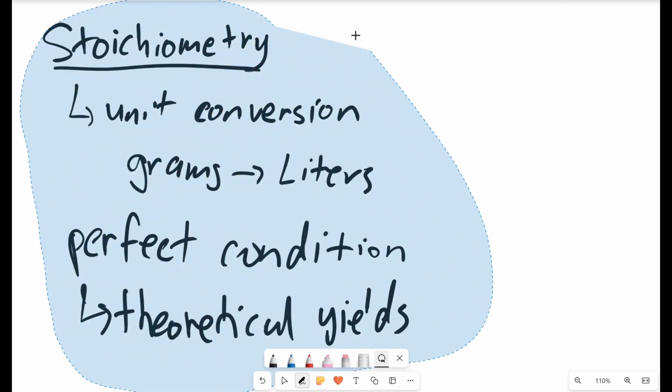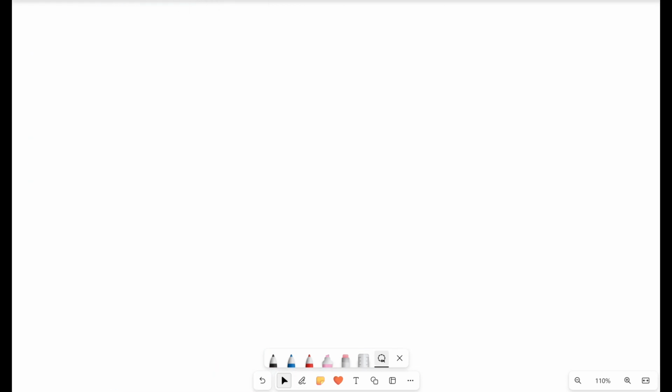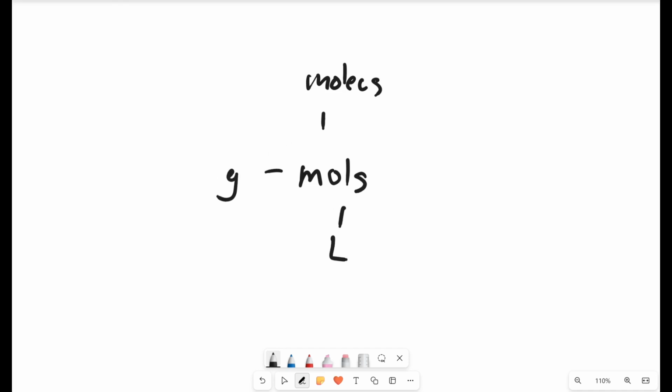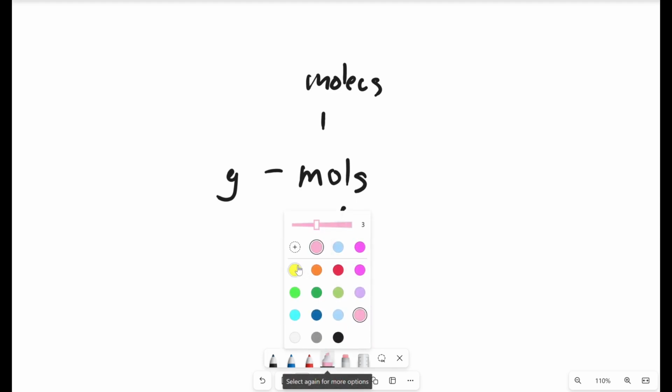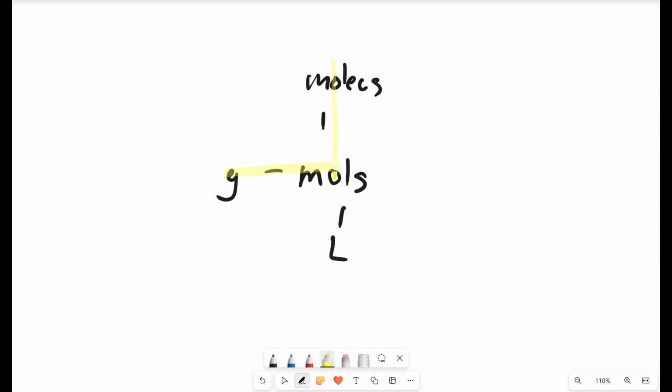Okay, so how do we do stoichiometry? Well, there's a basic roadmap that you have to follow, and I'll draw that out for you. It goes like moles, and we can go to molecules, and we can go to grams, and we can go to liters. Notice that we have lines that connect every single one of these together, and they all go to the mole, and the mole is at the heart of everything.